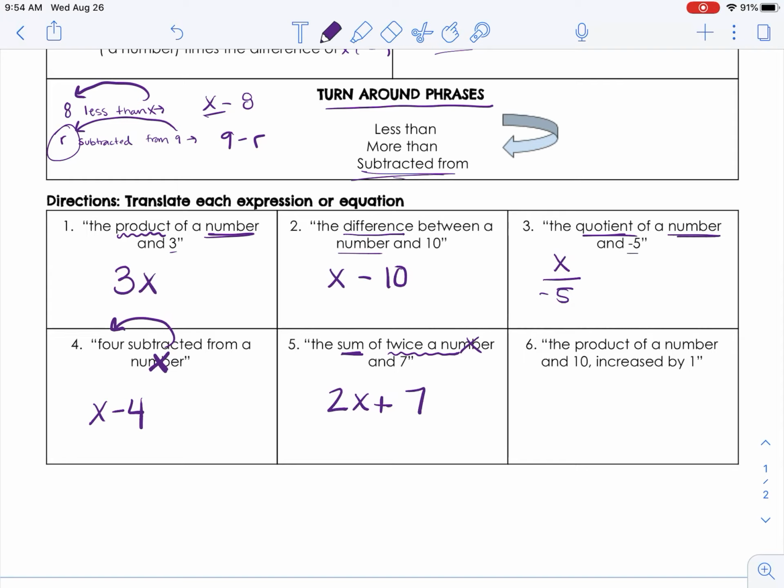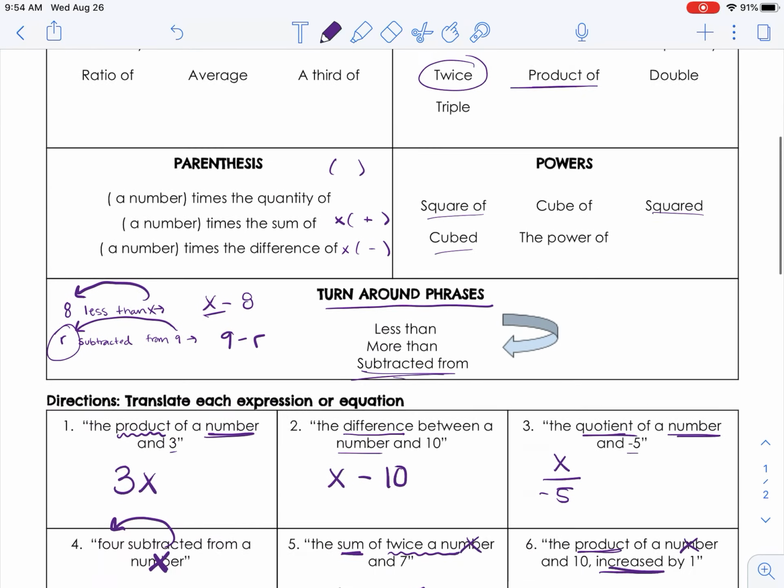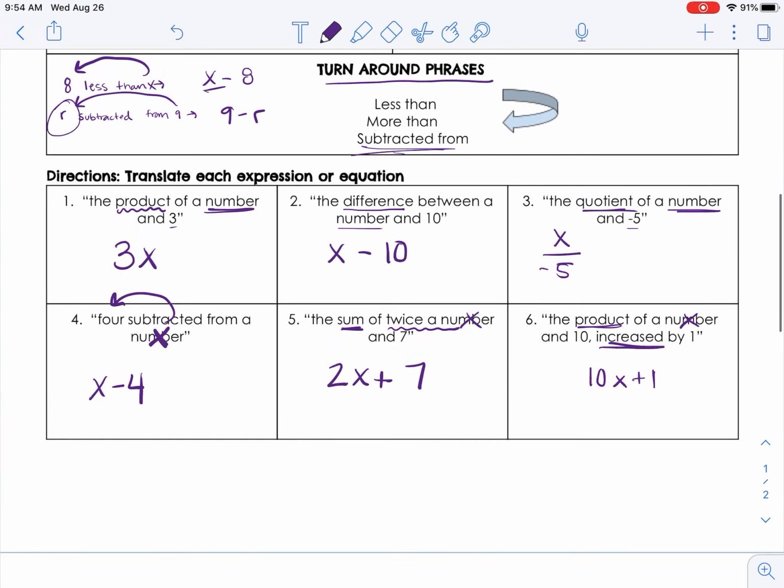Number 6, the product, meaning we're going to multiply, of a number, which is going to be x, and 10. So the product of a number and 10, so that would be 10 times x. Increased, remember increased was one of our addition words, by 1. So we're going to add 1 to the product of a number and 10. So those are a couple examples. We'll get lots of practice with these, but make sure you guys are familiar with your algebra words.